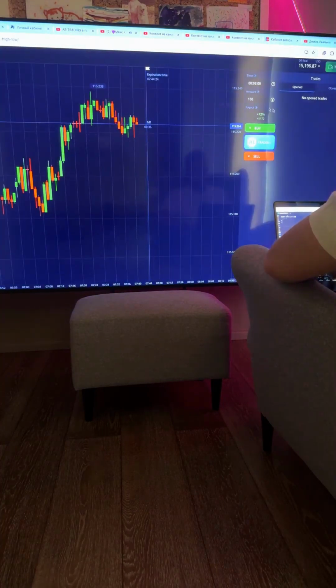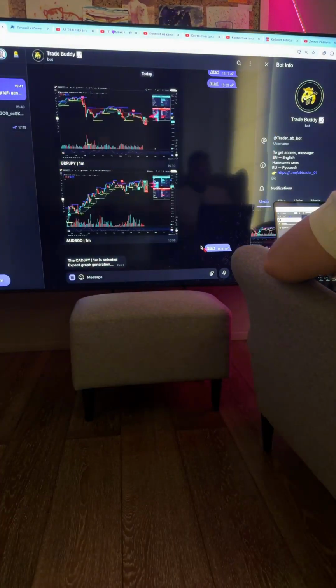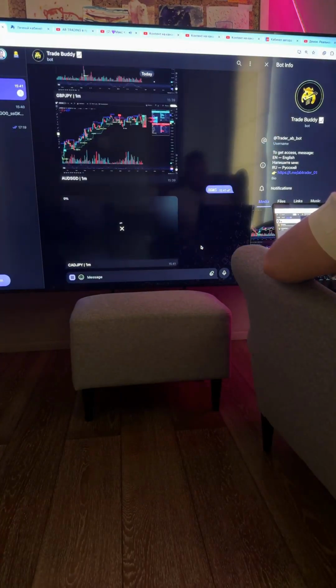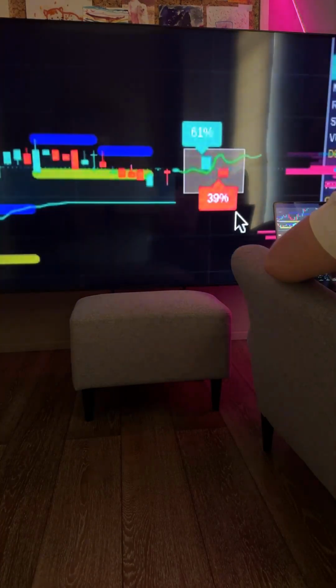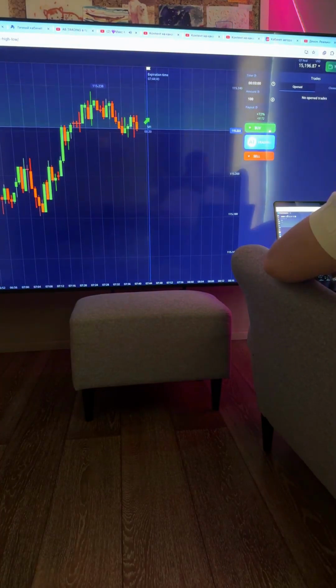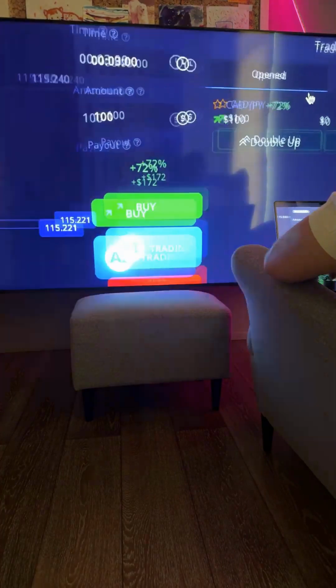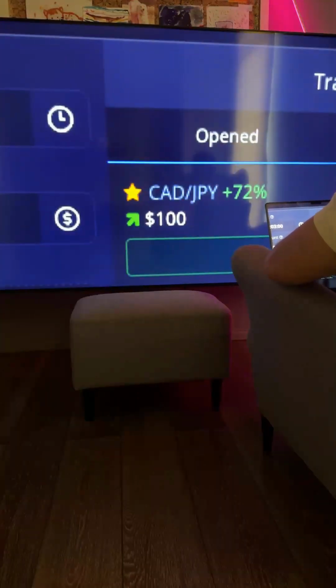The candles look fine. The success rate is over 70%. So it's more or less possible to work with this currency pair. Let's go. I'm getting a screenshot from the bot. The image is really blurry, but the signal is up, guys. Canadian dollar Japanese yen, opened up for 3 minutes.